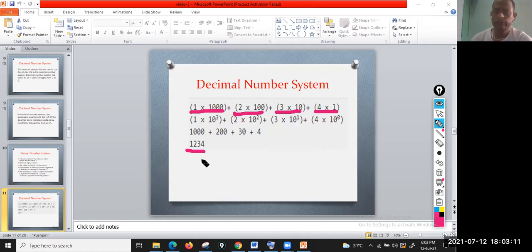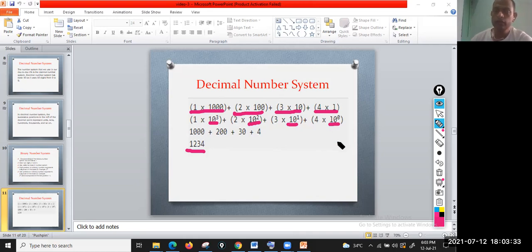And now put the position value. So this is 10 to the power 0, right? 10 to the power 1. When we move right to left, we use 10 to the power 2, 10 to the power 3. If it is a 5 digit number, then what will we do? We write 10 to the power 4.